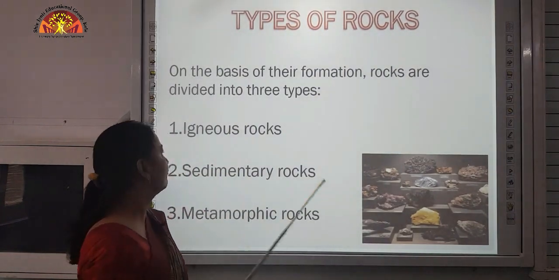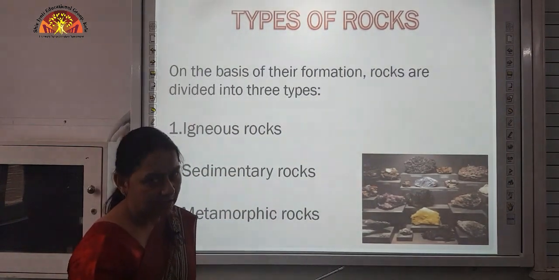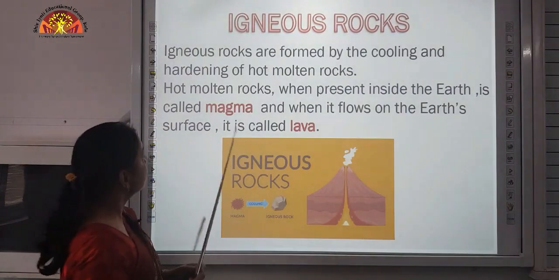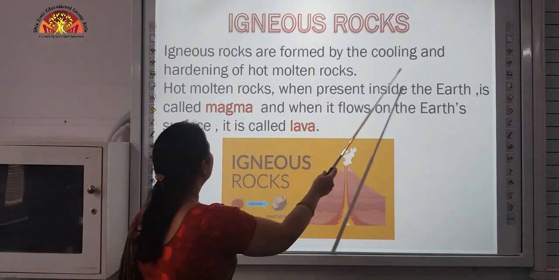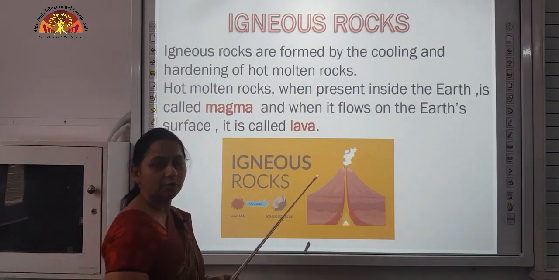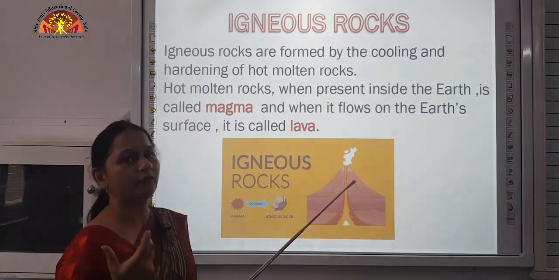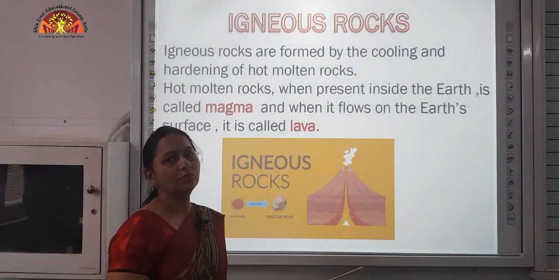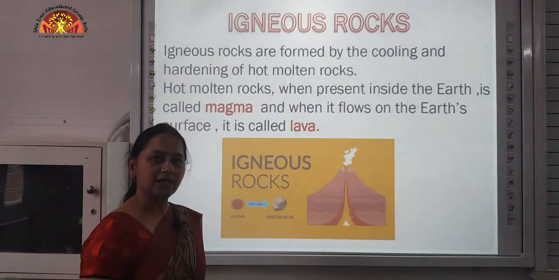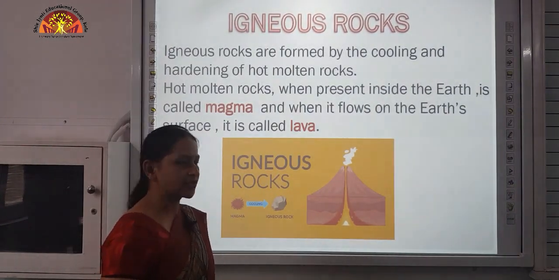Let us take the first one, that is igneous rocks. How are these igneous rocks formed? These igneous rocks are formed by the cooling and hardening of hot molten rocks. Hot molten rocks, when they come out in the form of lava or when they cool down or subside inside the earth crust, result in the formation of igneous rocks.